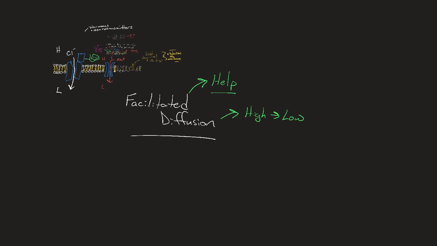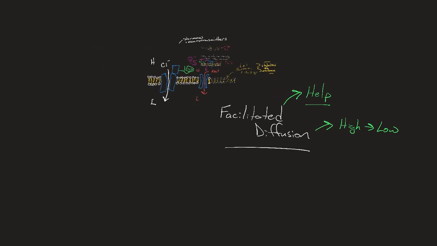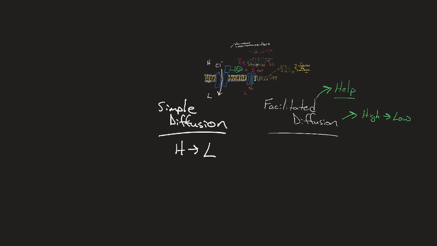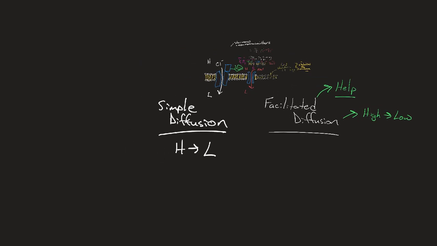Then there's simple diffusion. We talked about that. Where do you see simple diffusion? That's oxygen and carbon dioxide. It's just going from high to low. No help necessary. Water does that too. When water diffuses, what do we call it? Osmosis.